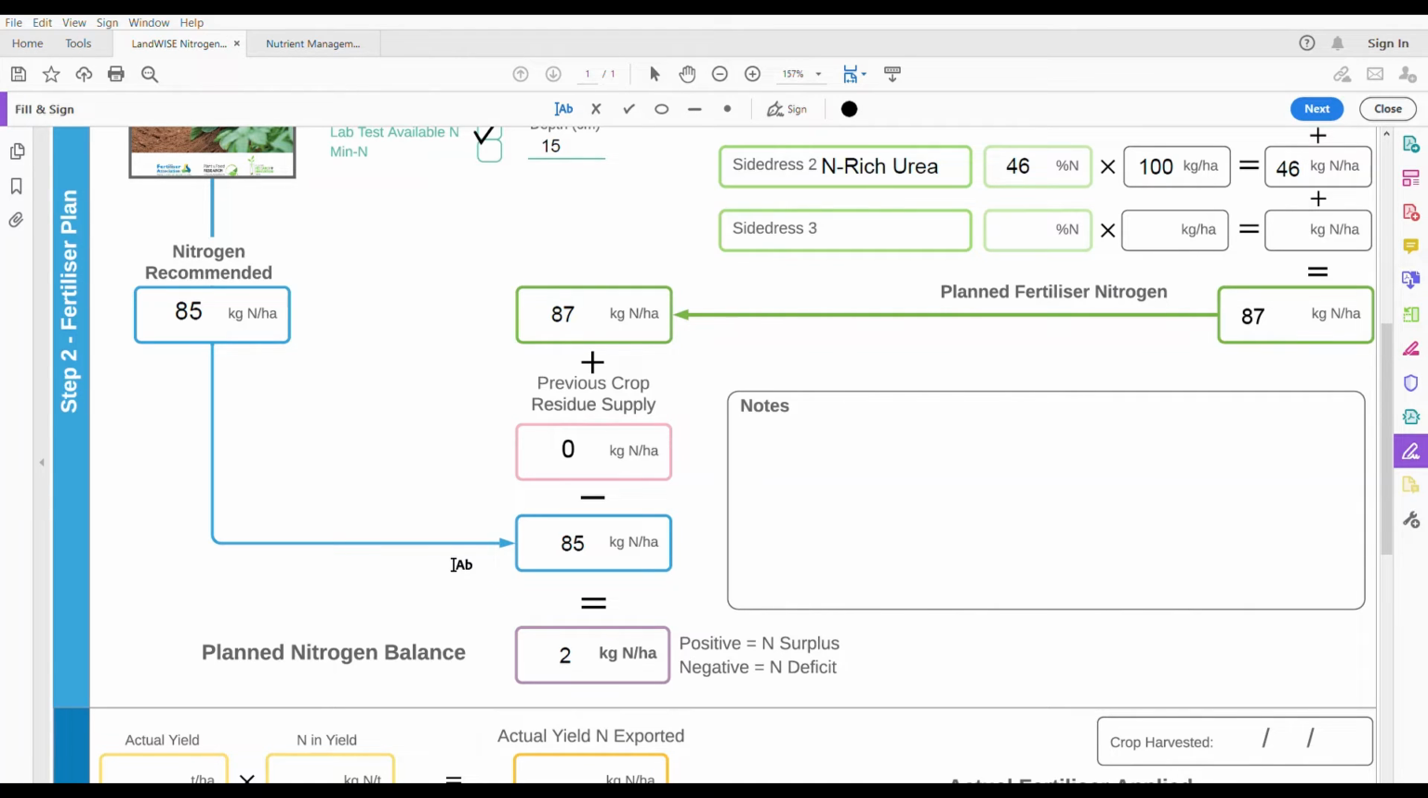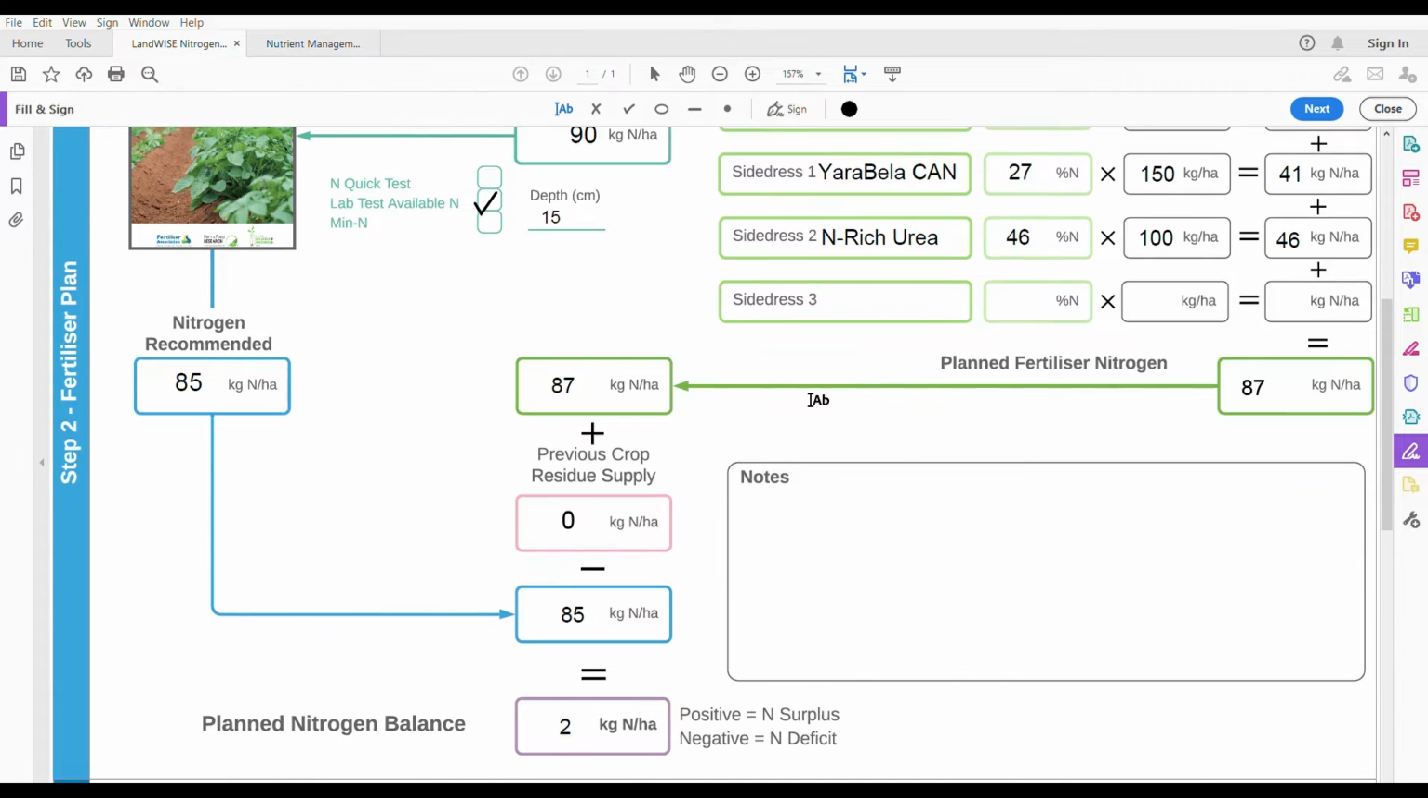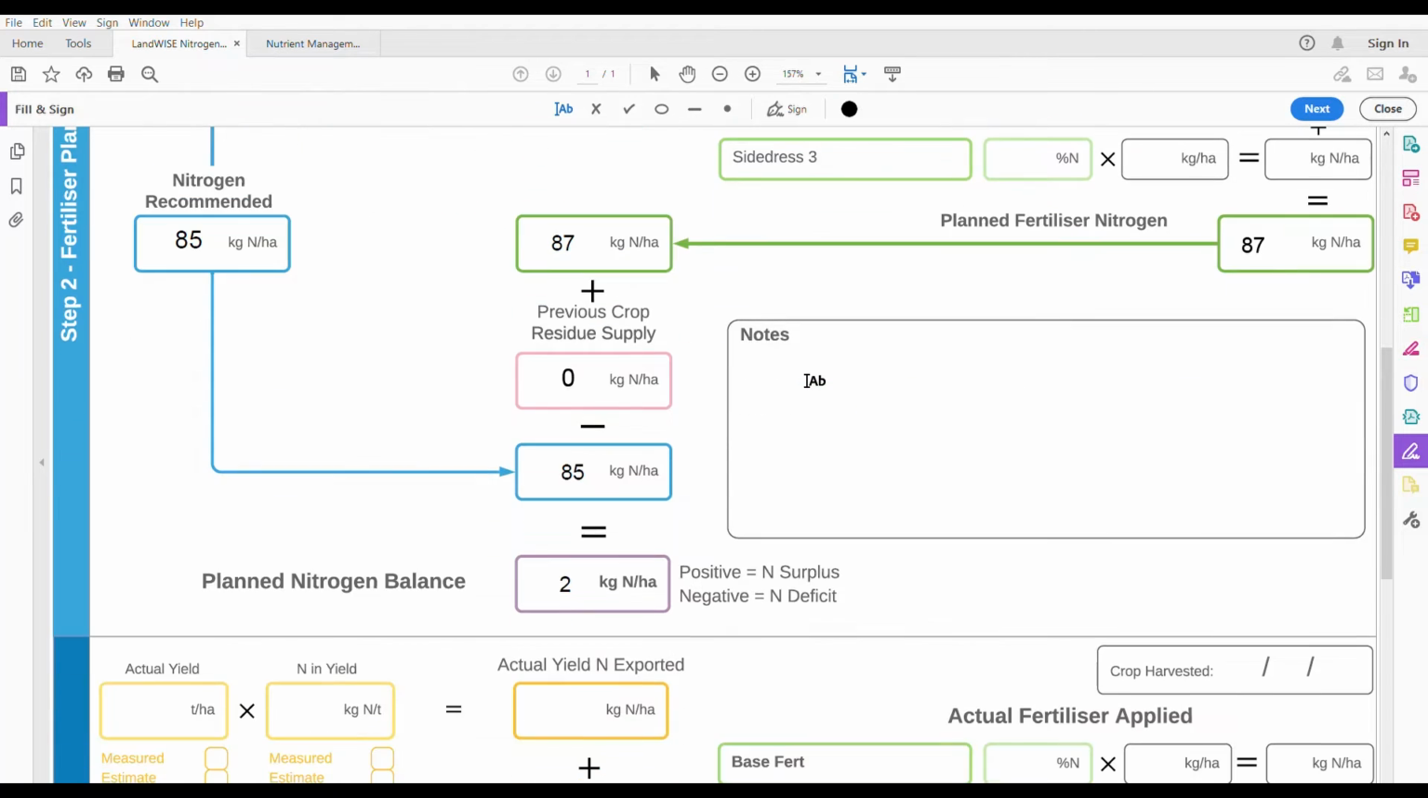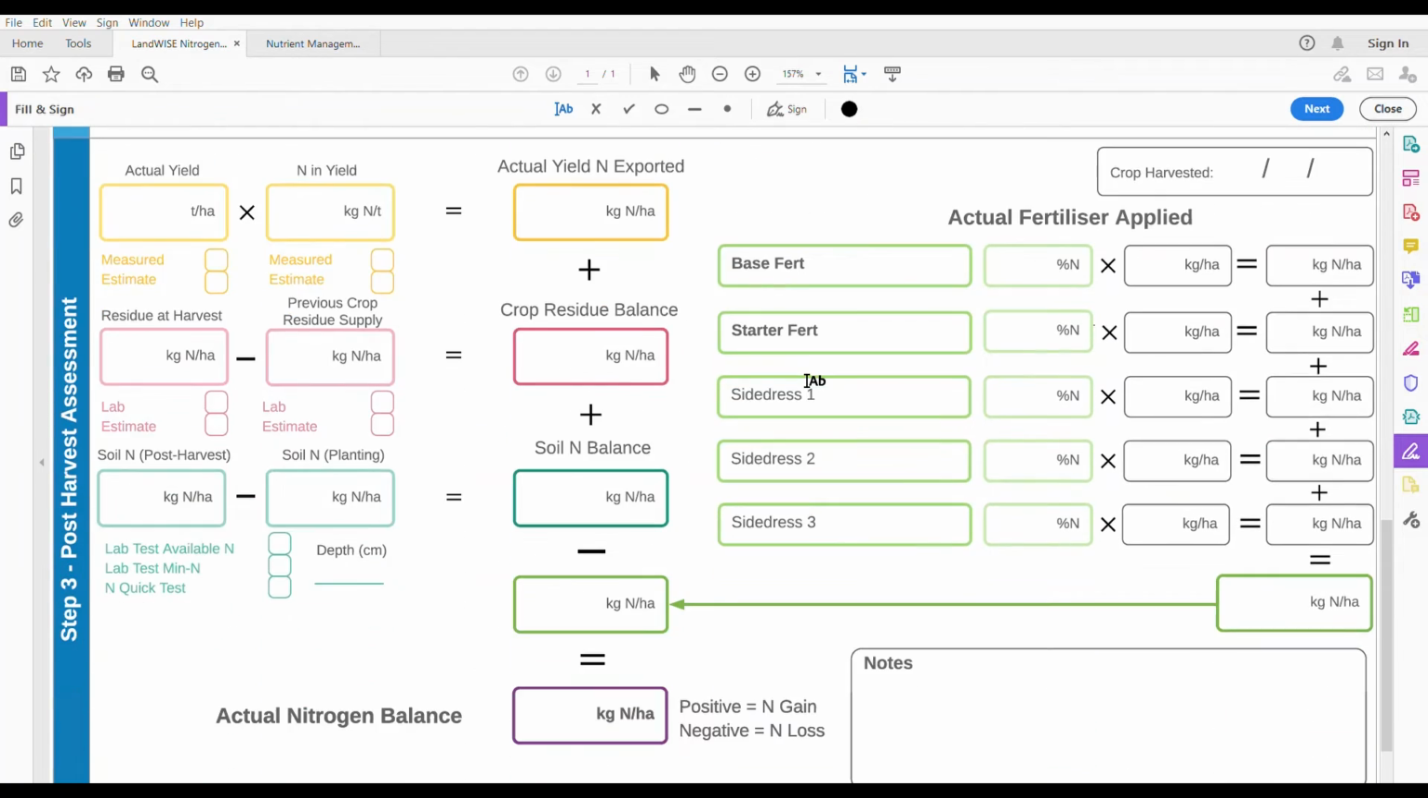Of course, things may change as the season progresses, so in the next section, we're going to record what we actually did. The final step is to do a post-harvest assessment. This is when we check fertilizer was applied according to plan or if in-season factors caused us to make adjustments. If what we did was different to what we planned, information about these changes can be detailed in the notes box.